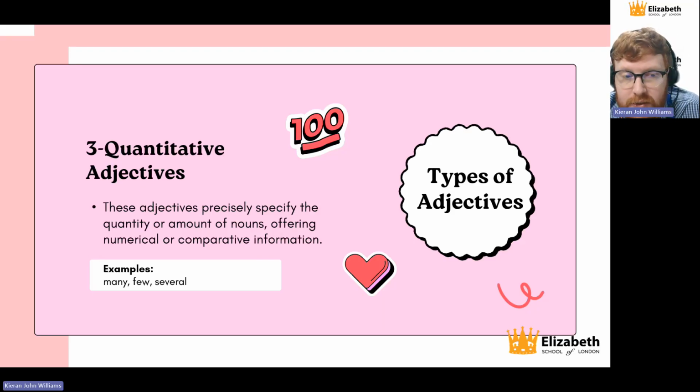Third of all, we've got something called quantitative adjectives, and they tell us how much or how many of something we have. You can see the example here of many. So, many cars, or few people, or several lessons. Okay. Those adjectives describe how much or how many of something.